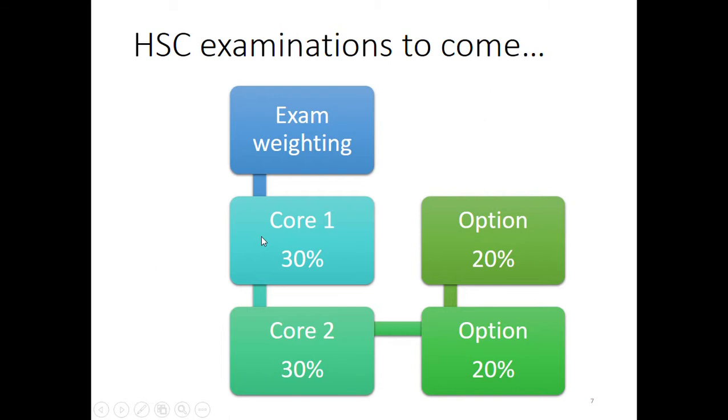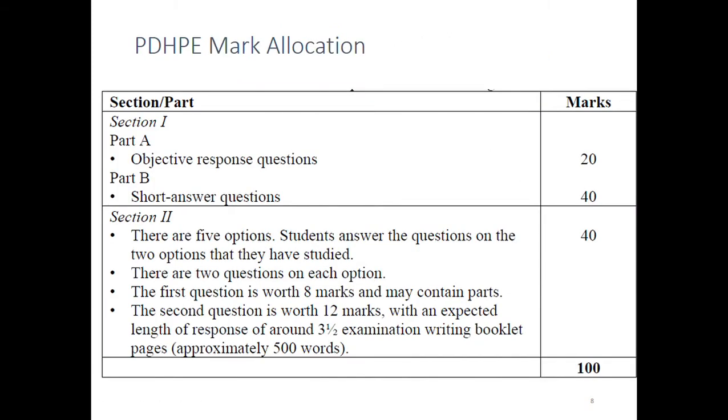When we're looking at how they actually mark the whole paper, this is the rubric for the entire paper. Okay, so objective response, as we know, is you're either right or wrong. It's based on a measurement. Then you have short answers, and then of course we talked about before, we have section 2, which is worth 40 marks, giving you a total of 100. Clever little designs there.